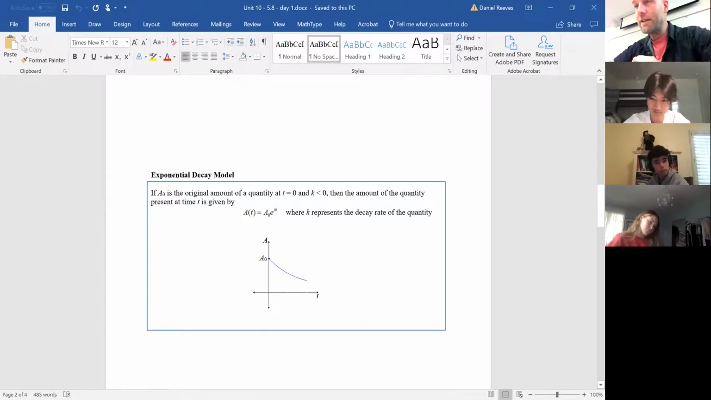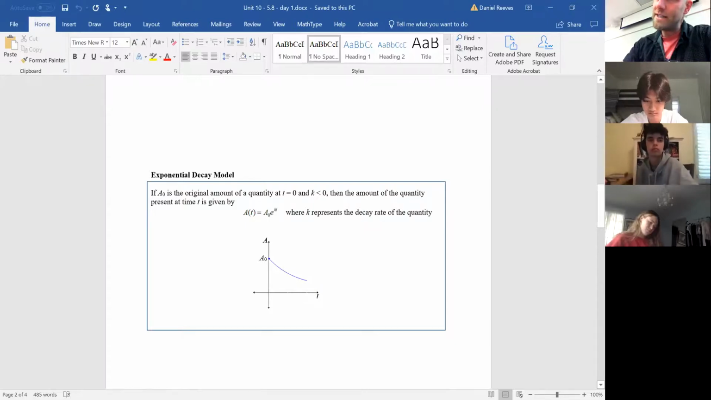A fossilized leaf, which I guess doesn't breathe, but you know probably better than I about the exchange of oxygen and carbon dioxide that plants go through, contains 6% of its normal amount of carbon-14. If the half-life of carbon-14 is still 5,600 years, how old is the fossil?